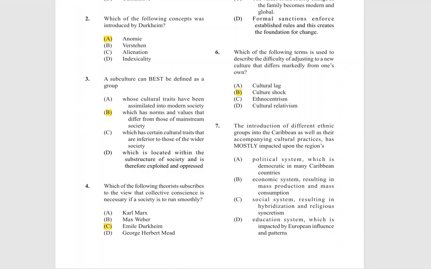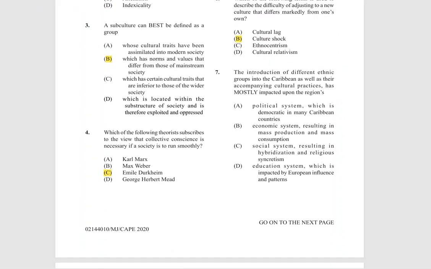The introduction of different ethnic groups into the Caribbean as well as their accompanying cultural practices has mostly impacted upon the region's: A, political system which is democratic in many Caribbean countries; B, economic system resulting in mass production and mass consumption. Alright, we know that one is out a little bit. C, social system resulting in hybridization and religious syncretism; or D, education system which is impacted by European influence and patterns. So it says mostly. So which one of those would you select? So we're going to select C.